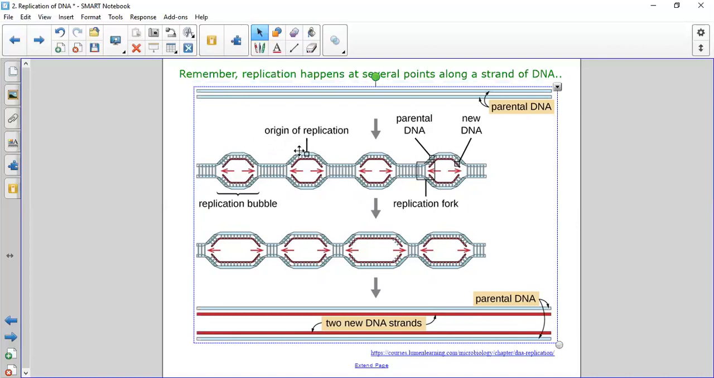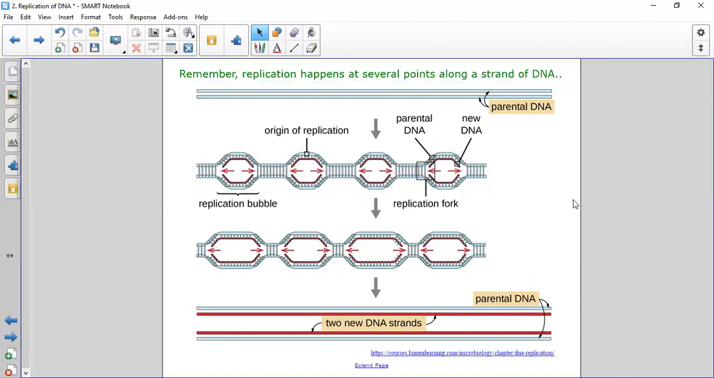Don't worry about these terms, origin of replication and replication bubble and replication fork. I've deliberately left them on there because when you watch videos and you maybe look at other images, they're all slightly different and they all mention different parts. You don't need to state any of these terms, but if you're familiar with them, it might make your life a little bit easier, especially if you're using Scholar, they might mention them.